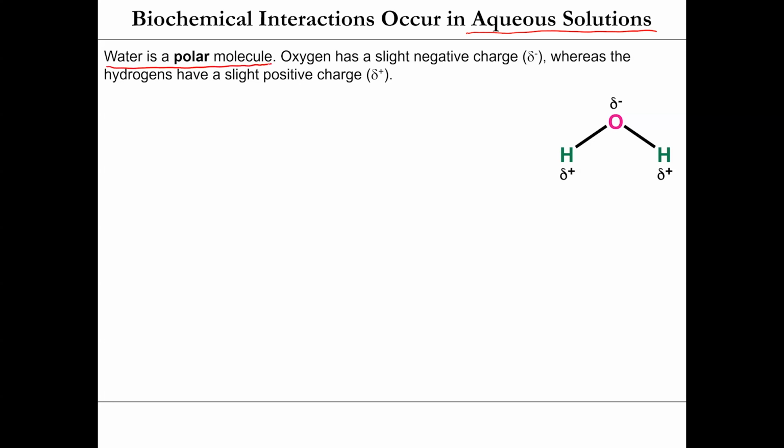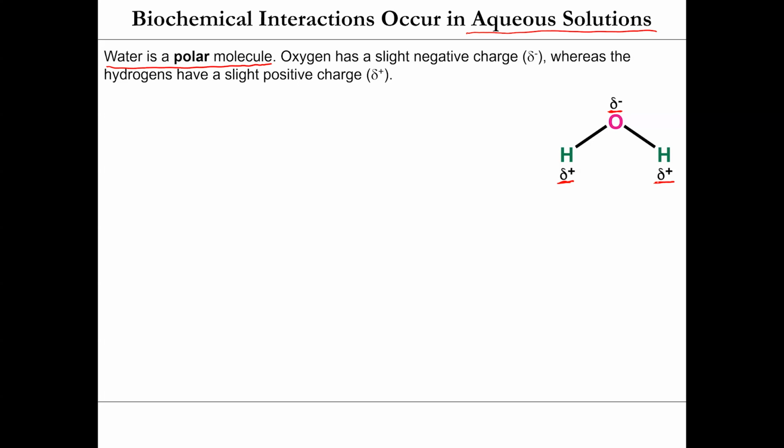So water, of course, is formed of H2O. As you can see, here's a water molecule. And water is polar because the oxygen on water has a slight negative charge, which means the electrons in the water molecule are going to be predominantly around that oxygen atom, giving it a slight negative charge, which is signified as delta negative. Whereas the hydrogens on the molecule are going to have a slight positive charge, which is signified by delta positive.